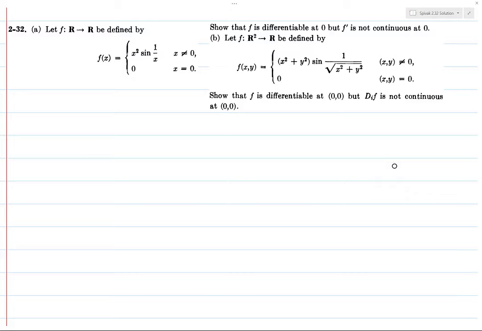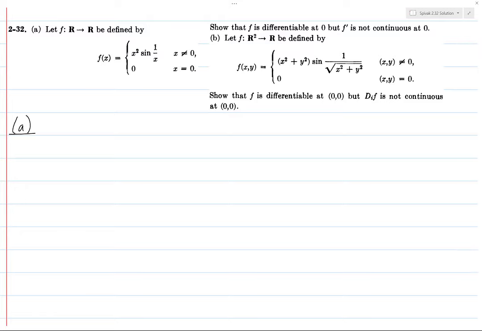Alright, let's go ahead and prove that f is differentiable at 0 for part A with this function we're given. What we're going to do is compute the limit that would have to be equal to 0 if the derivative were 0, and we're going to find that the limit is 0, which means that the derivative is 0, which means that it's differentiable.